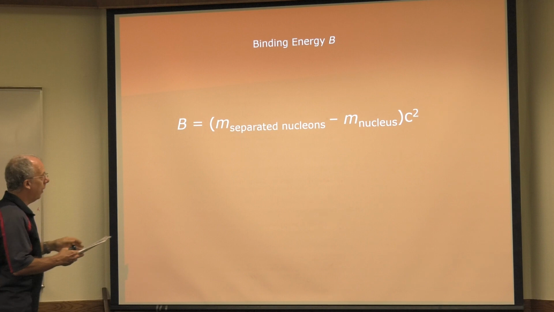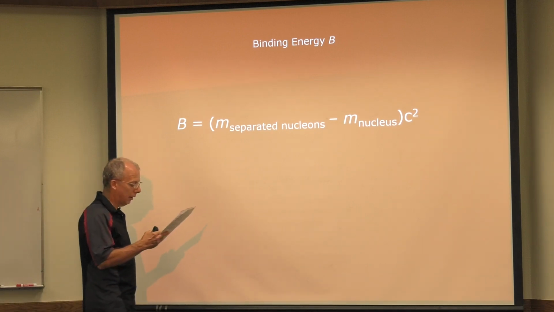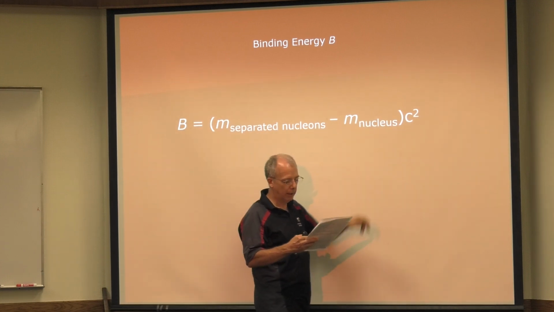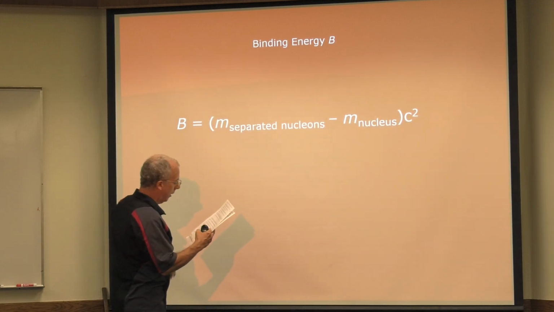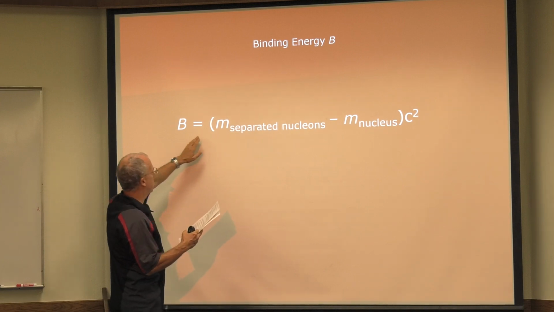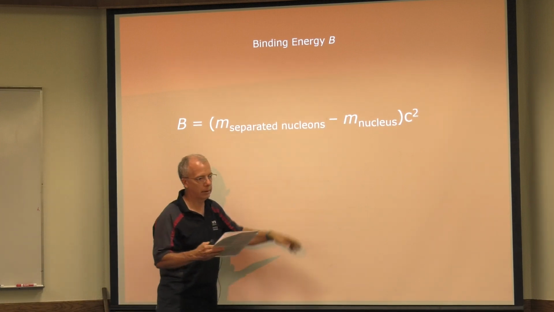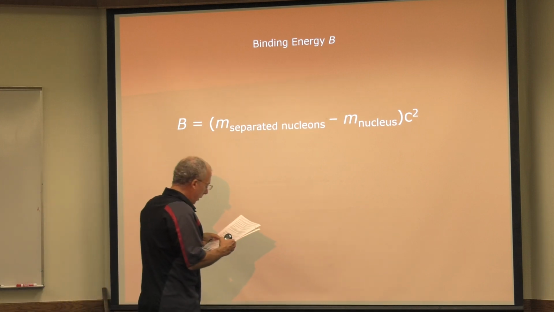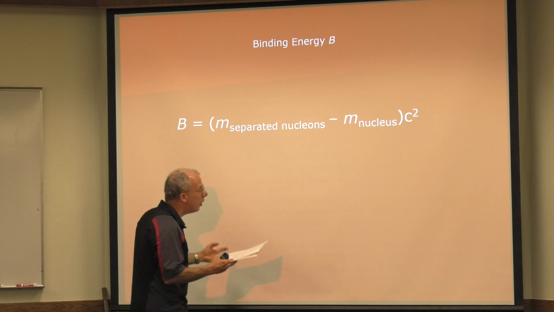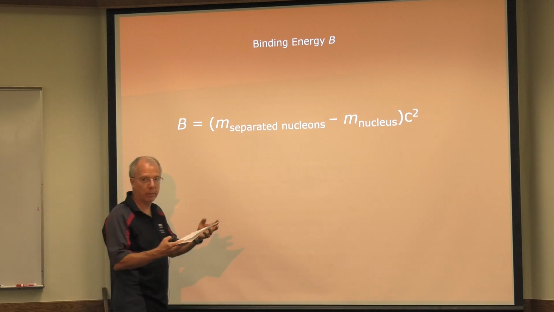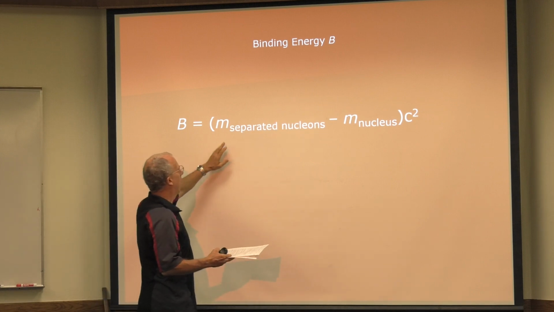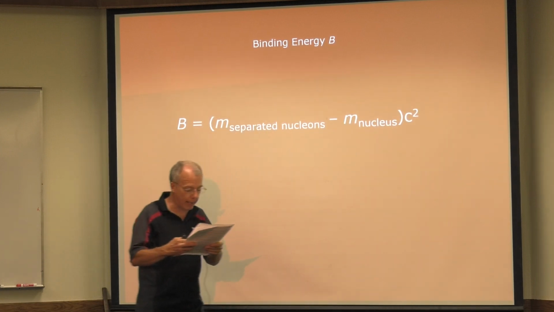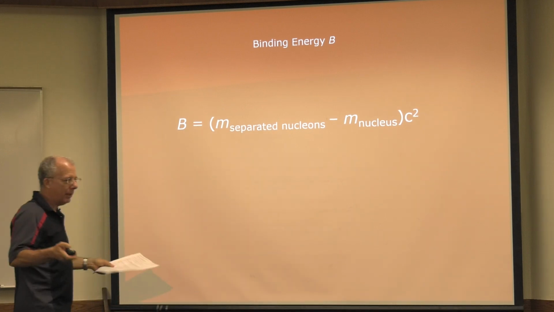Okay, so if we want to use this formula, we have to know the mass of the nucleus, and we also have to know the mass of each element. So we need nuclear masses. We already know what the mass of a proton and a neutron are, but we need the mass of the nucleus for every element, right? Well, that's not so bad. Big deal. You look it up, right?